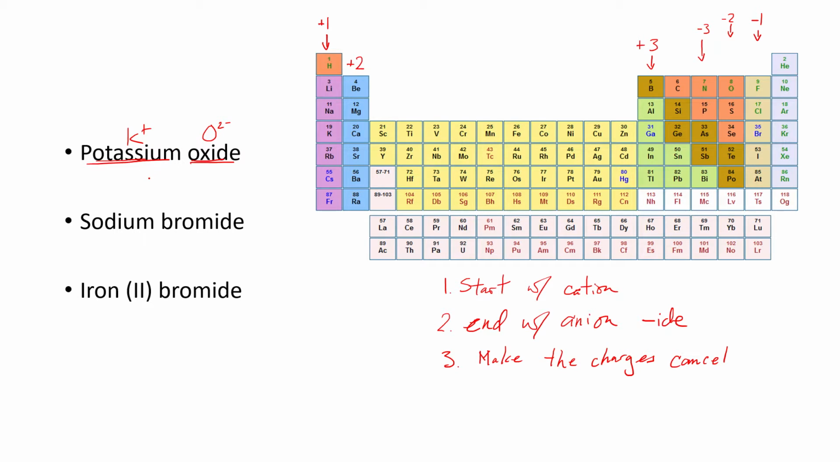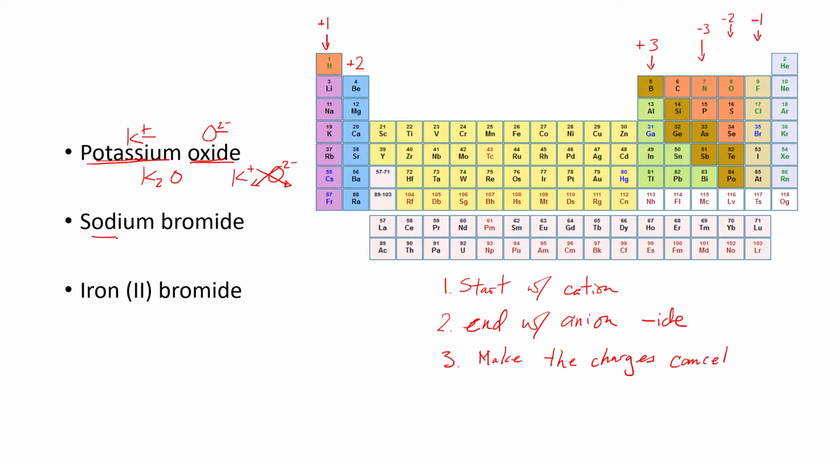So we know it's going to be KO something or another. And if you notice, there's a 2 minus and a 1 plus. They're not going to cancel out. So it takes 2 Ks to cancel out that 1 O. So I'm just going to write K2O, and that is my formula. Another thing that you could do is the crisscross rule, right? So the 2 goes here, the 1 goes there, K2O.